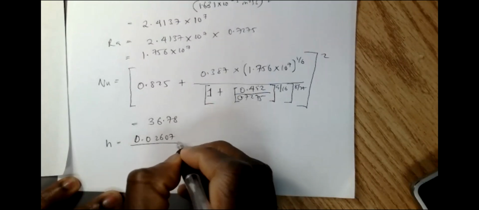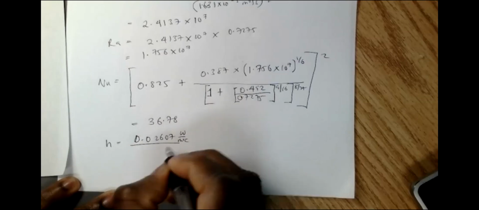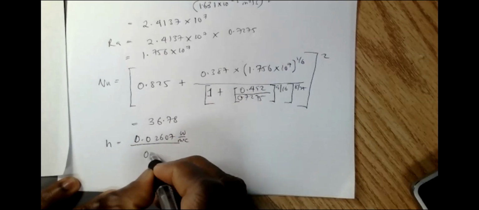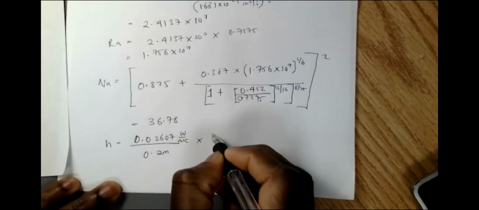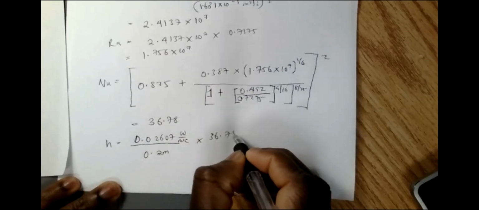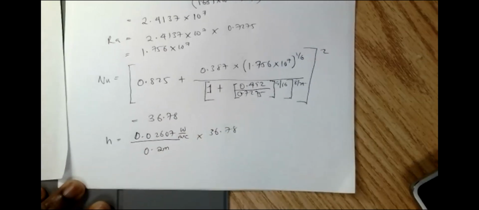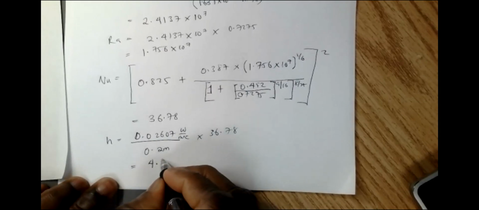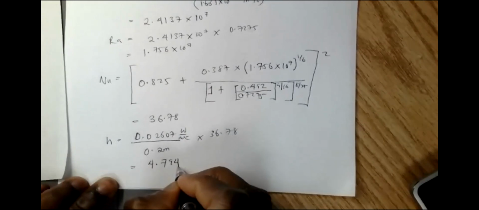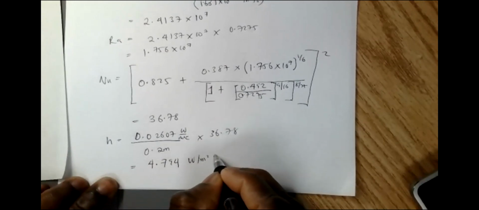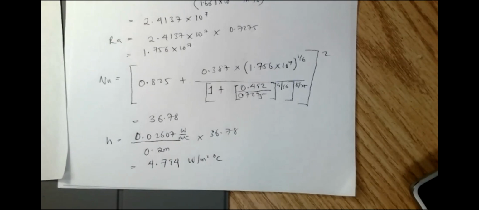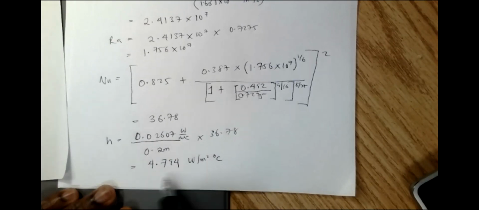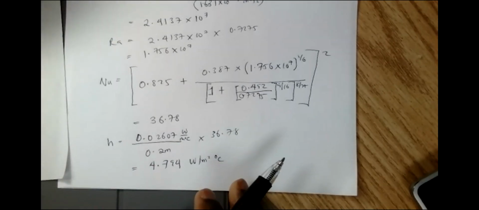So we get that to be 0.0267 divided by 0.2 meter multiplied by 36.78. Okay. This answer is now 4.794 watts per meter squared Kelvin. Okay, so now that we have this value, we can now go ahead and compute what the actual Ts will be.